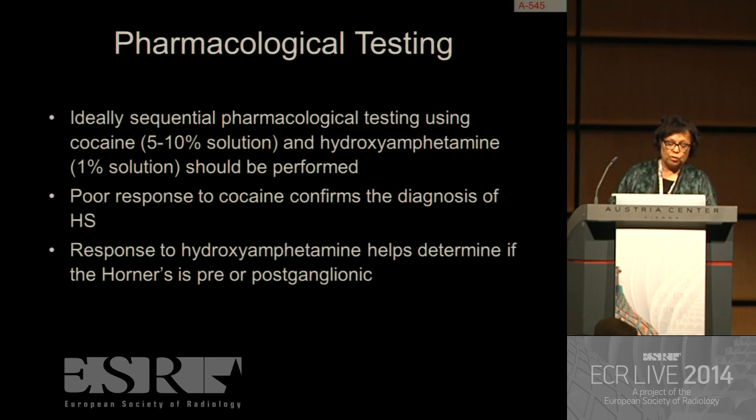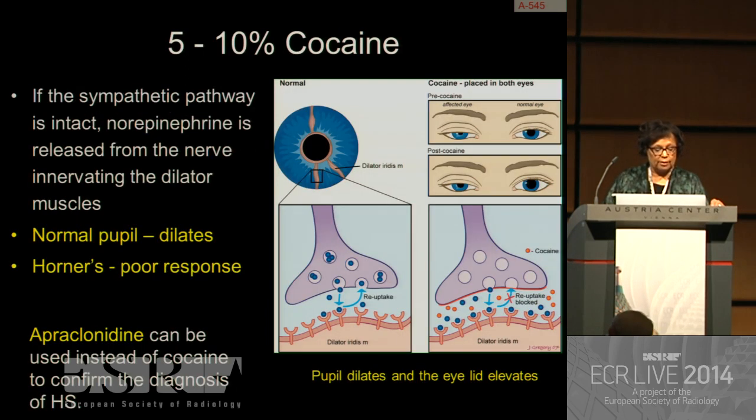So ideally, when we're doing pharmacological testing, they like to do sequential testing using cocaine and hydroxyamphetamine. And they should be done first by doing the cocaine instillation. Then you wait anywhere from 24 to 72 hours afterwards to put in the hydroxyamphetamine. A poor response to cocaine confirms the diagnosis of Horner syndrome, and depending on the response to hydroxyamphetamine, this will help you to determine if the Horner's is pre or post ganglionic.